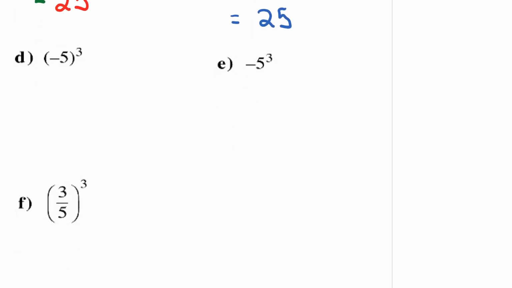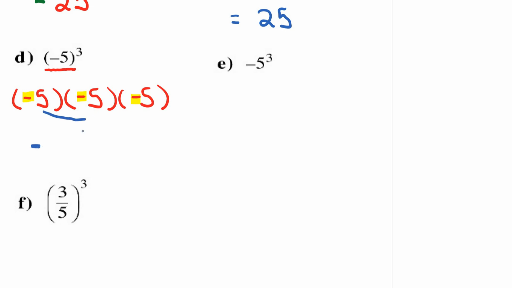And letters D and E almost have the same kind of concept here. So whenever you have brackets, this is a little bit easier to write as a repeated multiplication here. This is -5 times -5 times -5. And you should know that when you have 3 negative signs, an odd number of negative signs, that means your final answer is going to be negative. And 5 times 5 is 25. And 25 times 5 is 125. So the final answer here is -125.